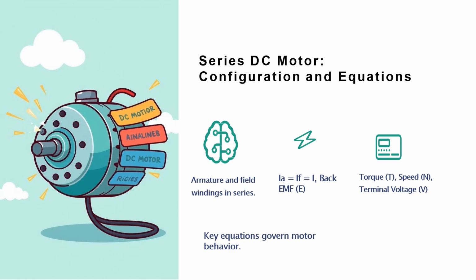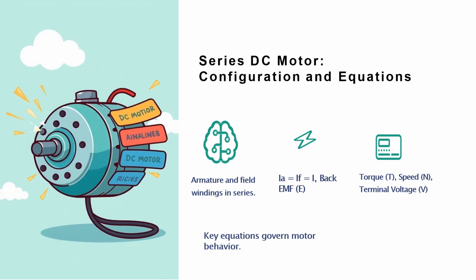Now let us see the key equations. The back EMF is given by E is equal to Ks into I into N, where Ks is the constant and I is the current. Similarly, the torque is T is equal to Kt, the torque constant, into I squared. Notice that this torque is proportional to the square of the current, which gives the series motor its high starting torque.